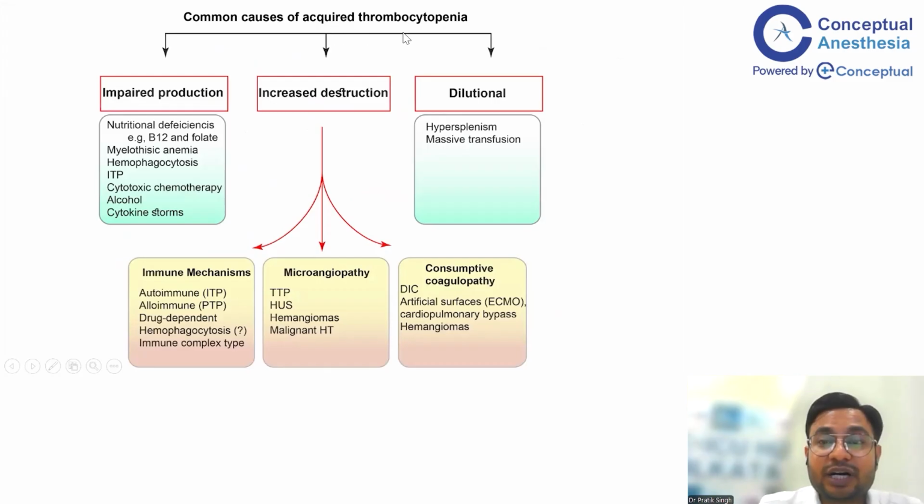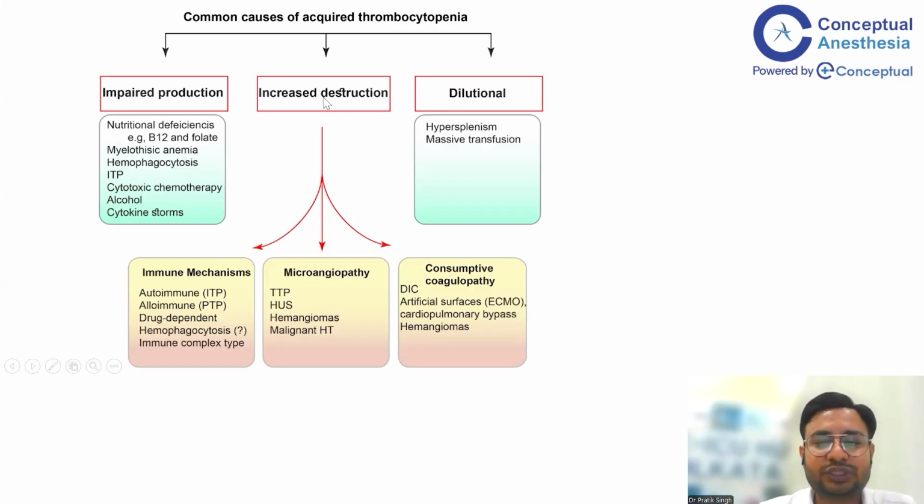Common causes of some acquired thrombocytopenia. In what cases does the platelet become non-functional, be it qualitative or quantitative? We are just going to understand it under three important headings. First, there is impaired production. Everything is fine, but production is hampered. It happens because of some nutritional deficiency, myelocytic anemia, hemophagocytosis, ITP, cytotoxic drugs.